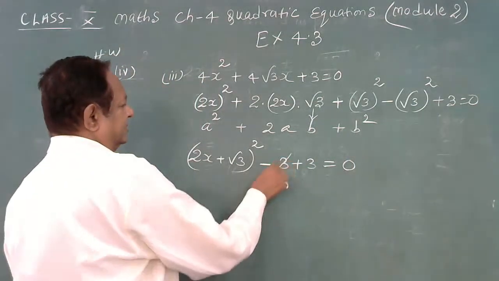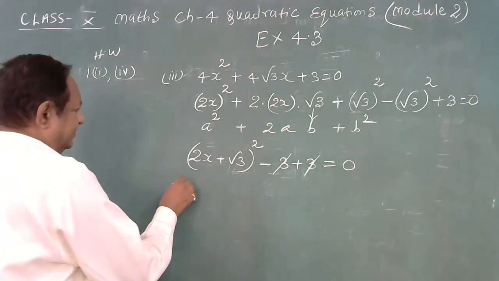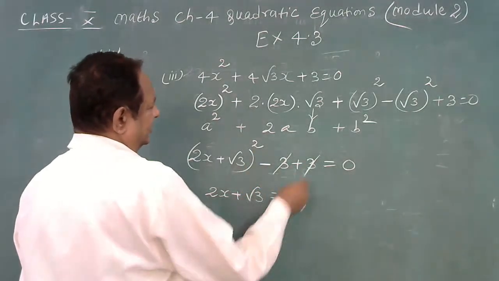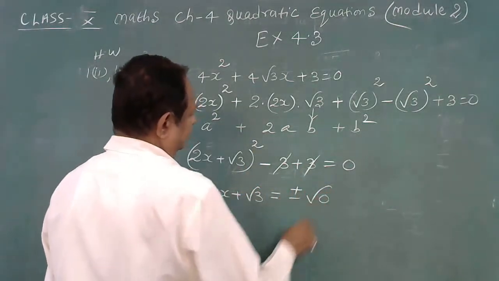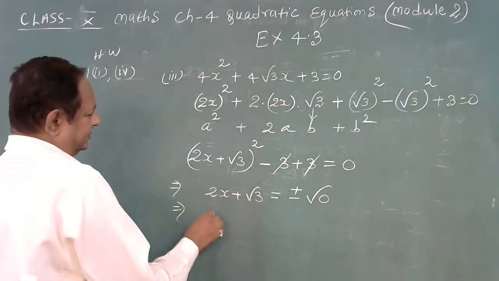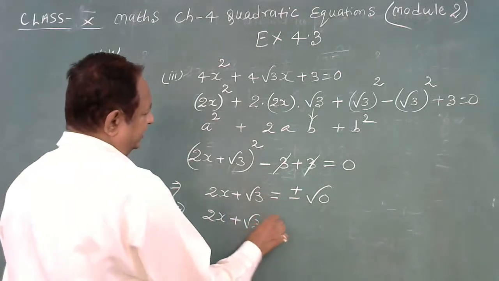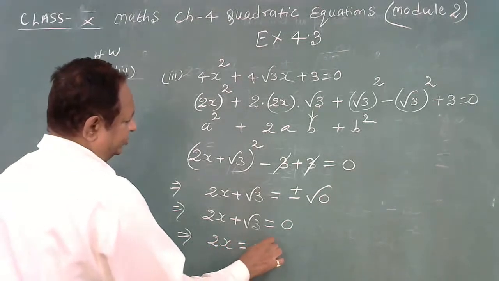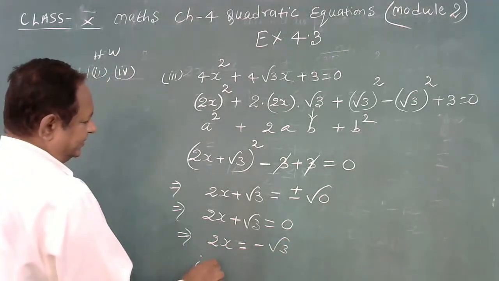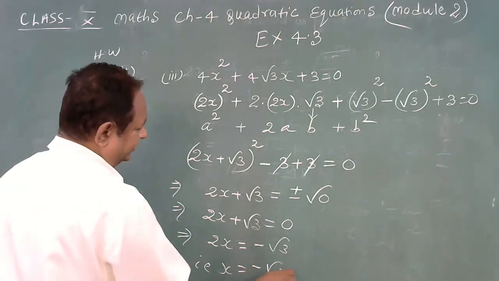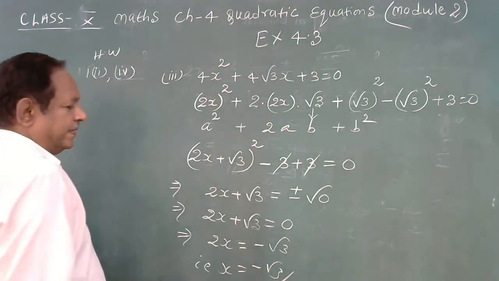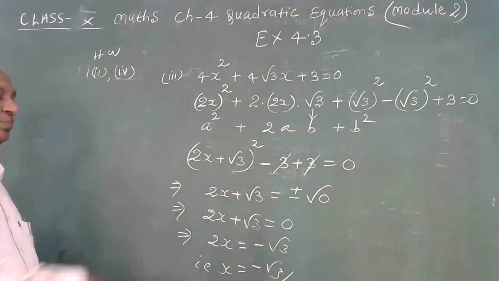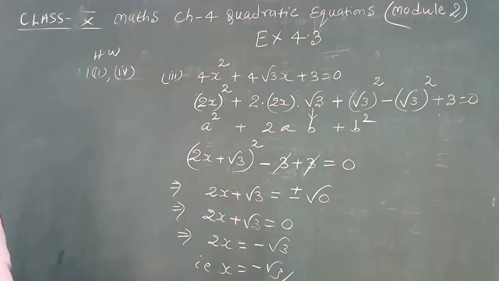So this term is cancelled. This implies that 2x plus root 3 is equal to plus minus under root 0. This implies that 2x plus root 3 is equal to 0. This implies that 2x is equal to minus root 3, and that is x is equal to minus root 3 by 2. So then D is equal to 0. Both roots are equal, that is minus root 3 by 2.